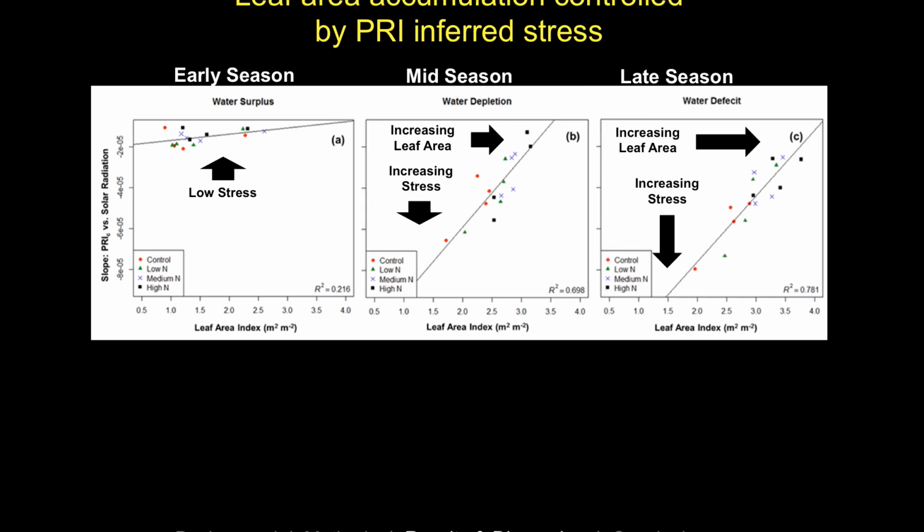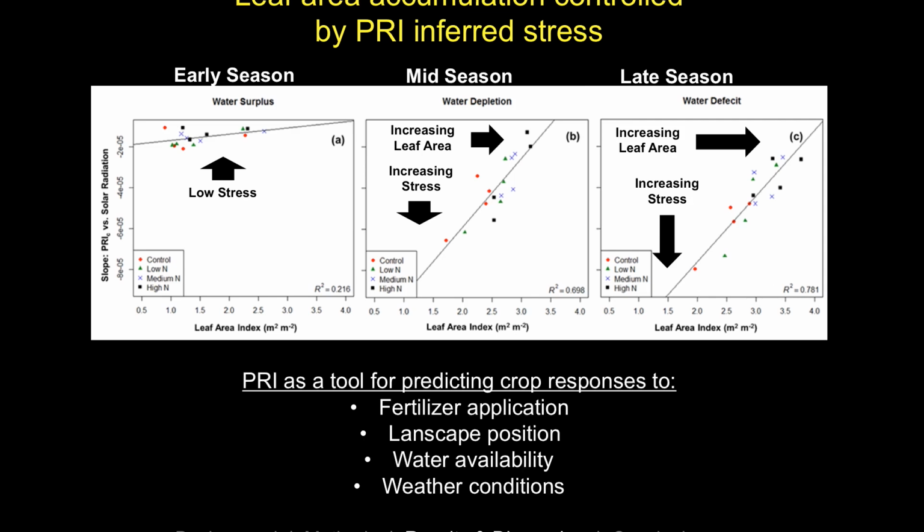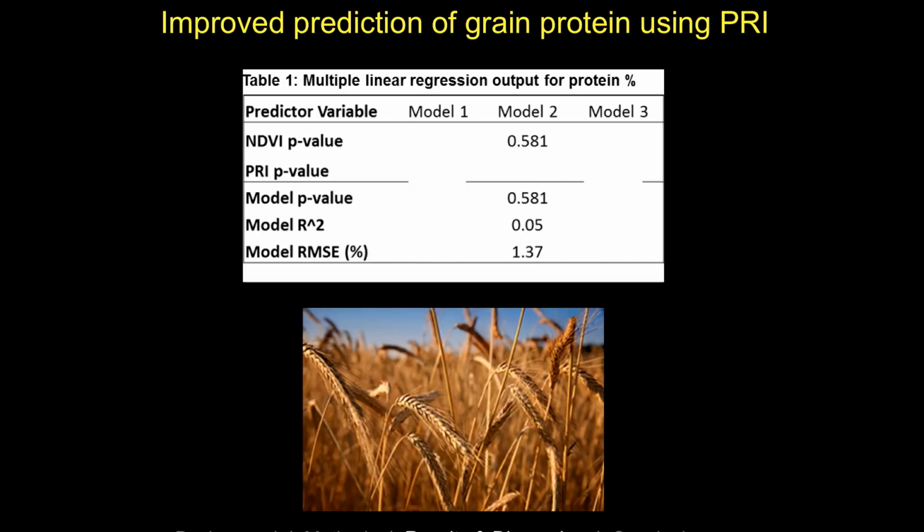As we progress later into the season, we see increasing leaf area, but we also see increasing stress, and we do see a tighter correlation between that slope of PRI-C versus solar radiation and LAI. So through all this, we can begin to think about PRI as a tool for predicting crop responses to fertilizer application, landscape position, which of course is going to control water availability and soil conditions, but also weather conditions. Another thing we did is look at the ability of PRI to predict grain protein concentration.